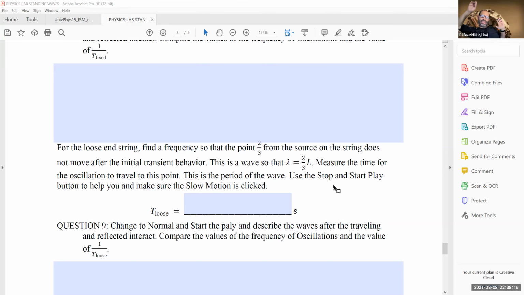So the end of the string that is attached to a rod is not going to be fixed. So you'll have 3 fixed points in here. One of them where the oscillations are coming from, one at 1/3, and the focus is actually at 2/3 of the way, because that's going to give me a full wavelength. That's going to give me a full lambda, okay?